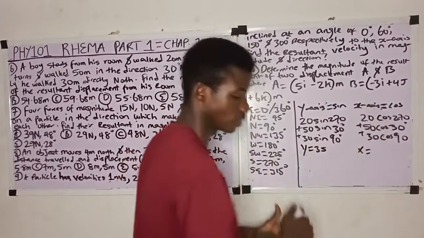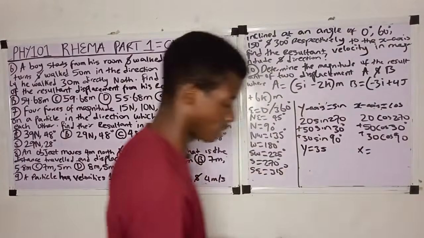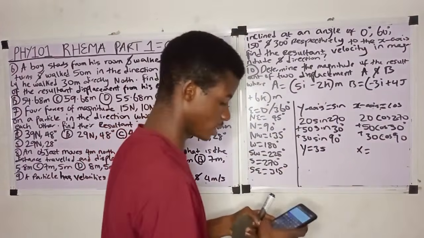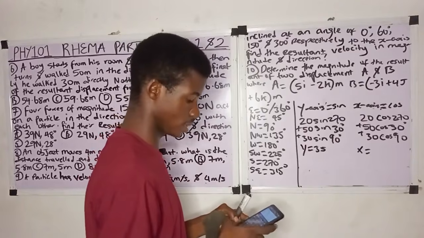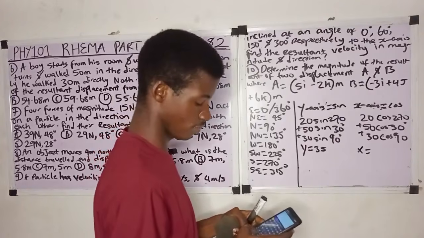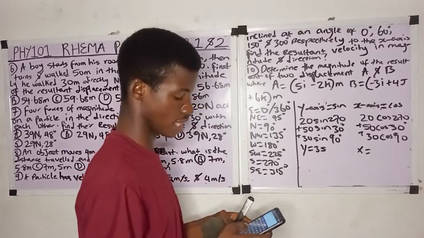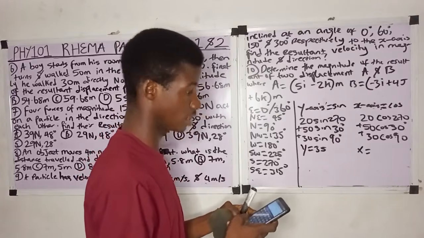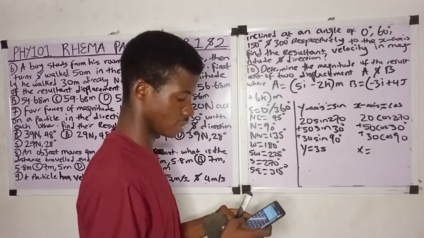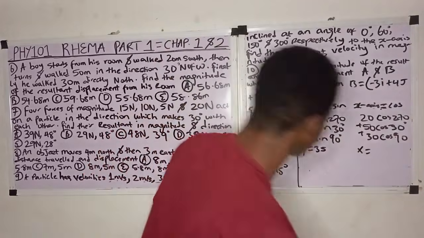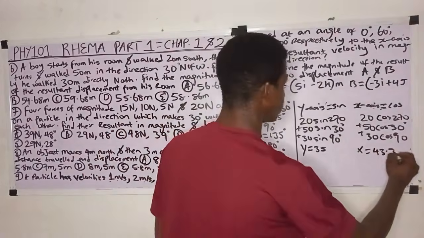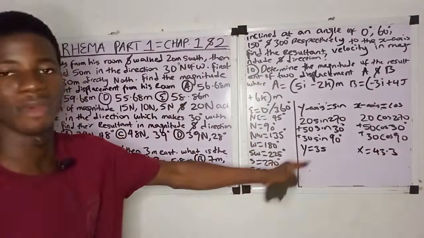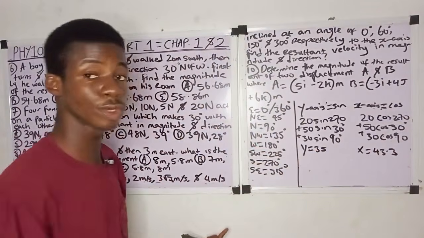Okay, what about our x? Let's get our x. So let's do this part: 20 cos 270 plus 50 cos 30, then plus 30 cos 90. So we get 43.3. Our x is 43.3. I've gotten our y and our x. So what are we going to do next?